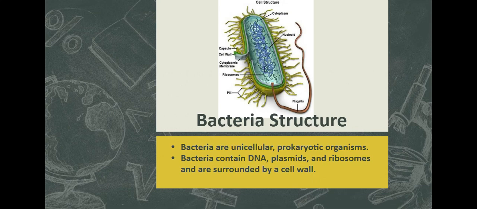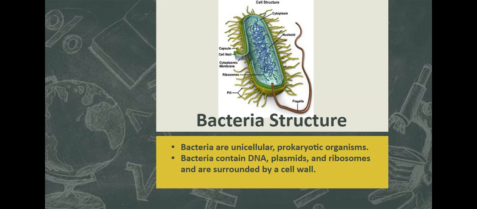You need to label the chromosome, which on this picture is labeled nucleoid. It's all of that stringy stuff, the stringy DNA in the middle. And you need to label the ribosomes, which are the tiny little dots. And then finally the flagella, which is that whip-like tail.